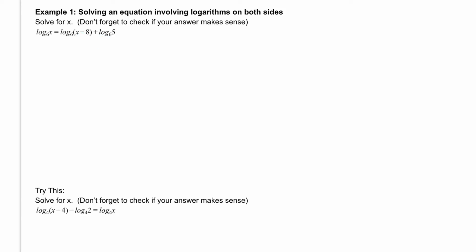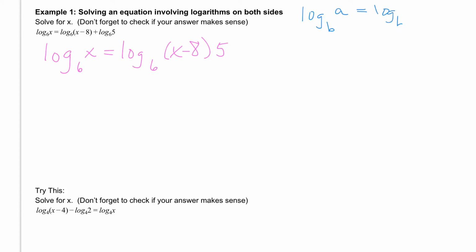So we're going to rewrite this as the log base 6 of x equal to the log base 6 of x minus 8 times 5. Now if we take a look at our logs, they both have the same base. So we're thinking about the concept that if we have the log base b of a equal to the log base b of c, then a has to equal c. So basically if you have logs of the same base, then whatever you're taking those logs of has to be equal. So here we're taking the logs both of base 6, which means this x and this 5 times x minus 8 have to be equal.